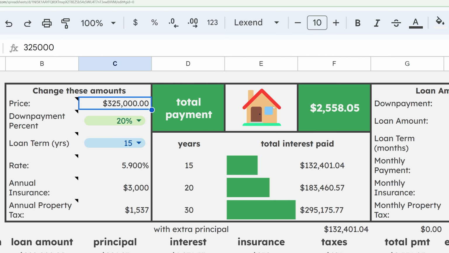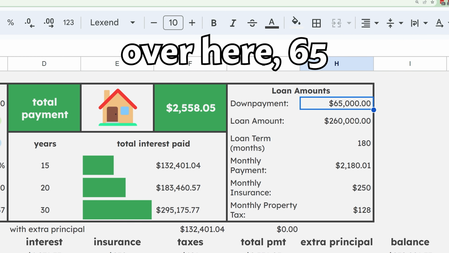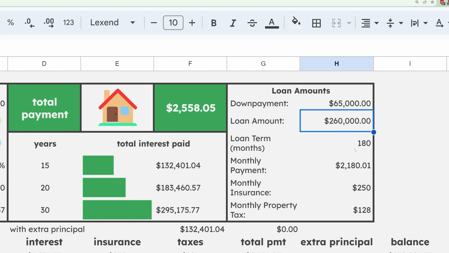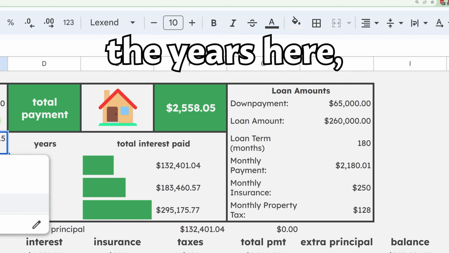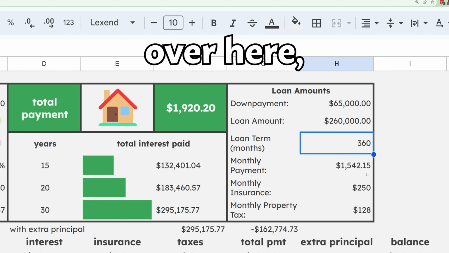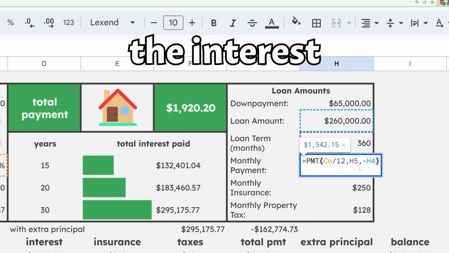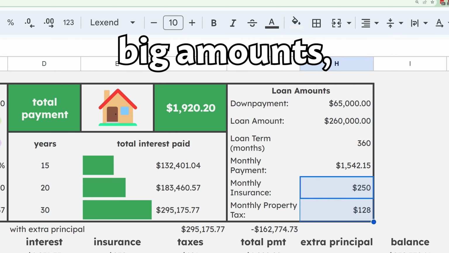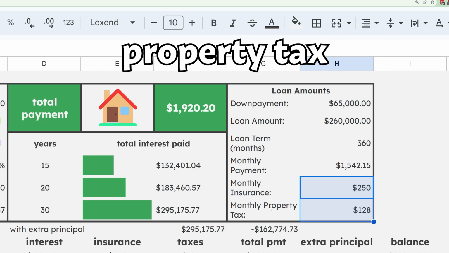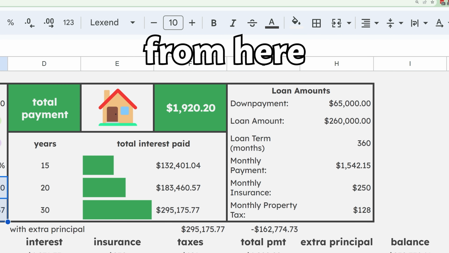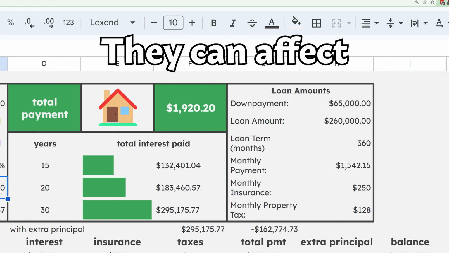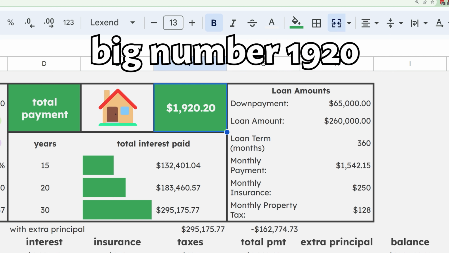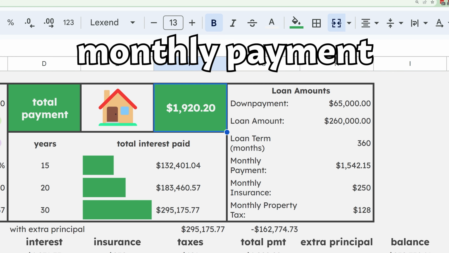Now, from all these things over here, we have the loan amounts. 65 grand down payment, the actual loan amount that we're financing, the loan term in months. So when we select years here, it turns it into months over here. The monthly payment is simply the interest plus the principal. This is what a lot of loan calculators will give you, not counting these big amounts, the monthly insurance and monthly property tax that are calculated from here. Do the research to find these amounts out. They can affect drastically the home you can safely afford. And again, here is our big number, $1,920.20 total monthly payment.